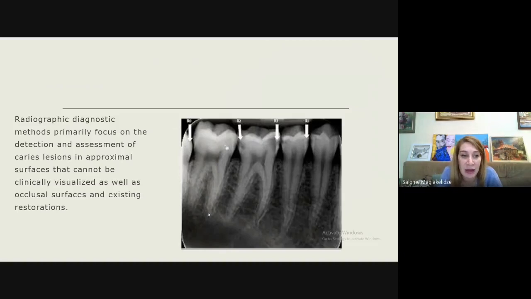And like here, radiographic diagnostic methods primarily focus on detection and assessment of caries lesions in proximal surfaces that cannot be clinically visualized, as well as occlusal surfaces and existing restorations. Now, I want to discuss this with you on this picture. First of all, I want to underline what is the normal enamel structure and sound enamel and sound dentin.